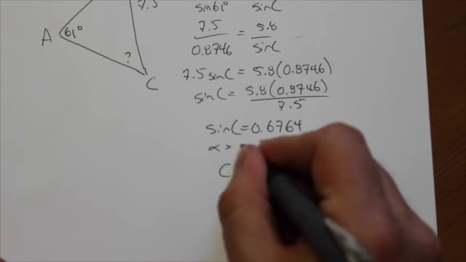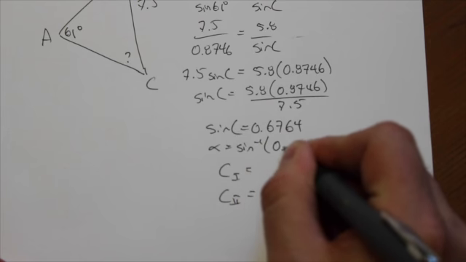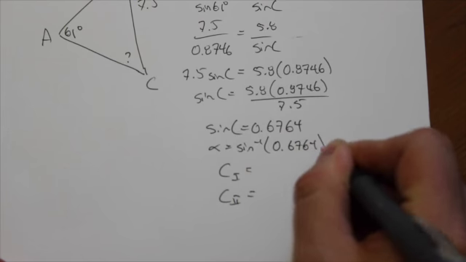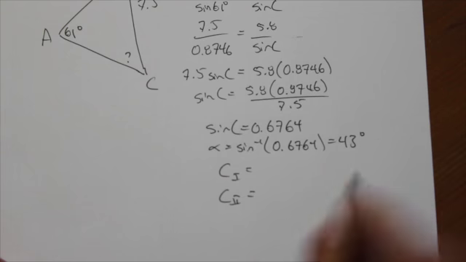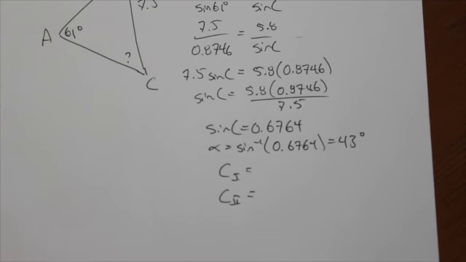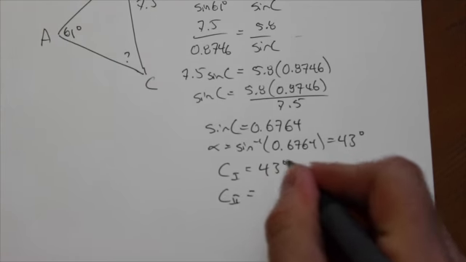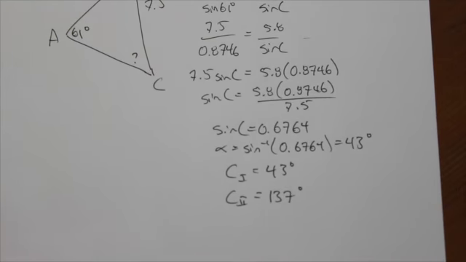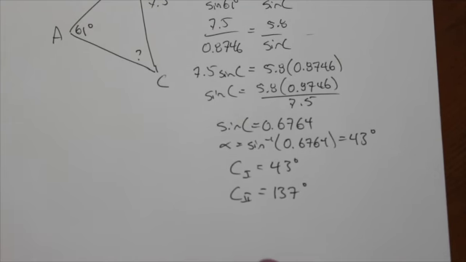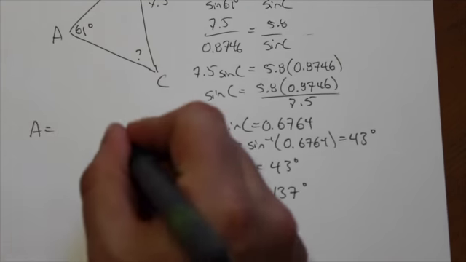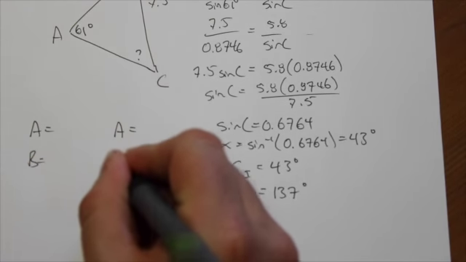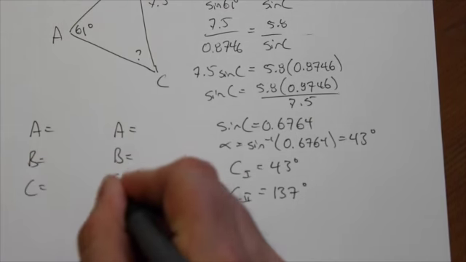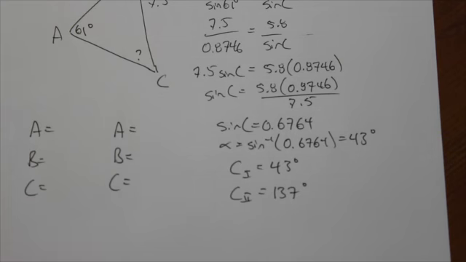I use the inverse sine function on my calculator to get that my reference angle is 43 degrees. And when I put that in quadrant 1, I get 43 degrees, and when I put that in quadrant 2, I get 137 degrees. Now the question is, do those work? And to figure that out, what I'm going to do is list the possible angles in the 2 implied triangles here.